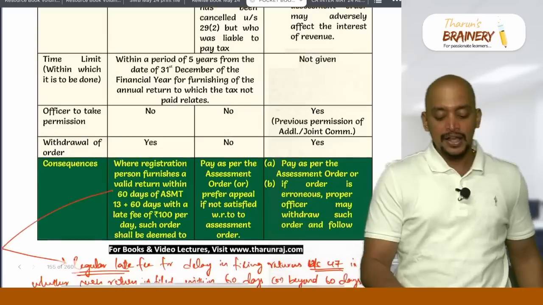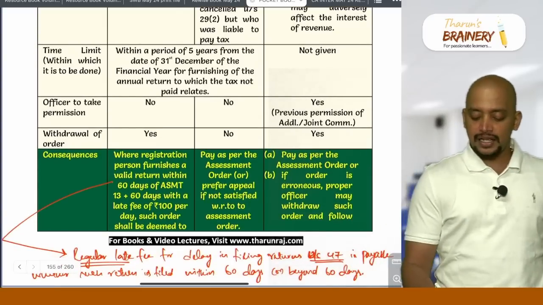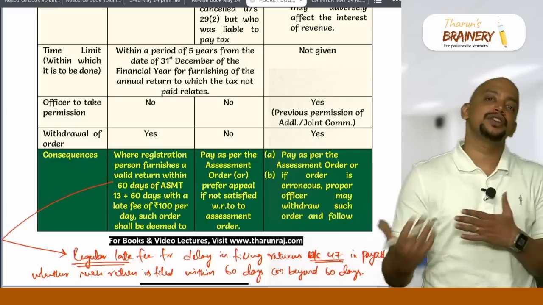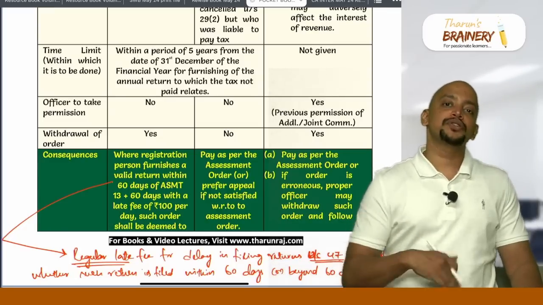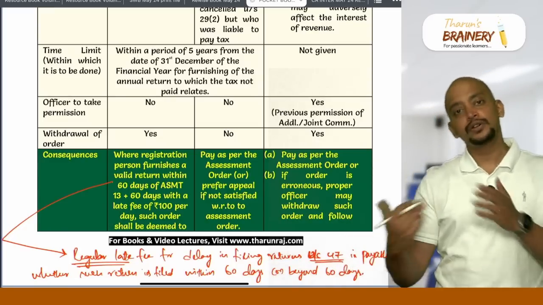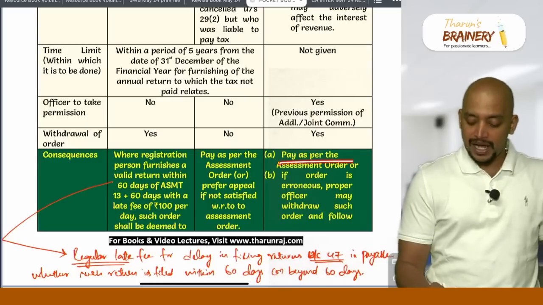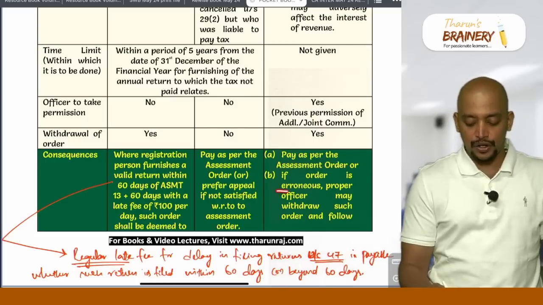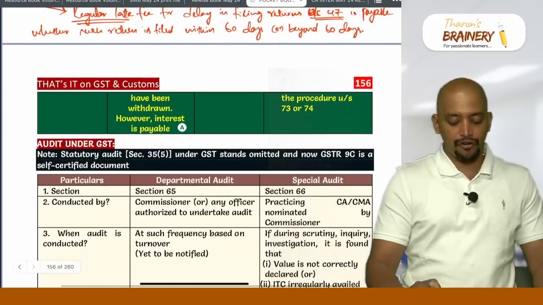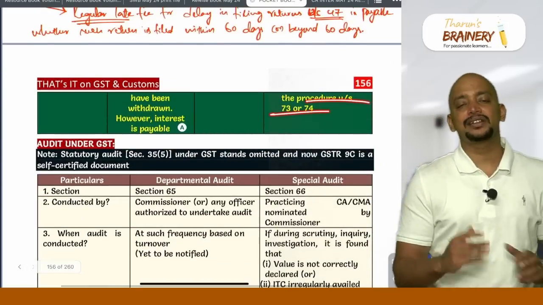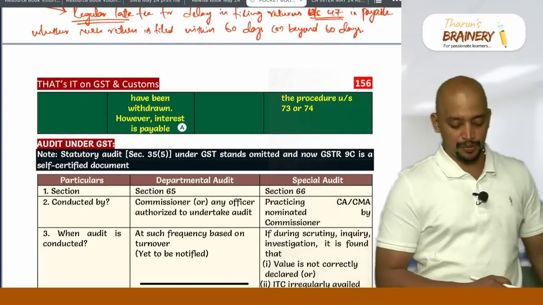Due to that reason, withdrawal of the order: in case the order is erroneous, they can withdraw the order, or upon request of the person to proceed under regular assessment, the order can be withdrawn. So pay as per the assessment order, or if the order is erroneous, the proper officer may withdraw such order and follow the procedure under sections 73 and 74, the regular demand and recovery procedure.